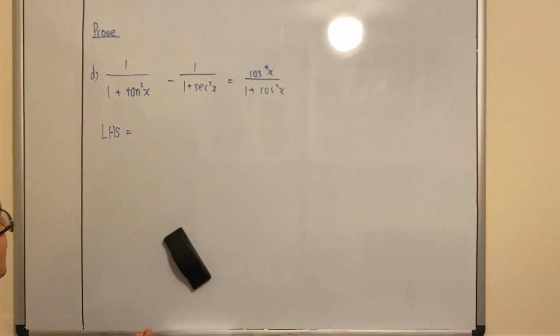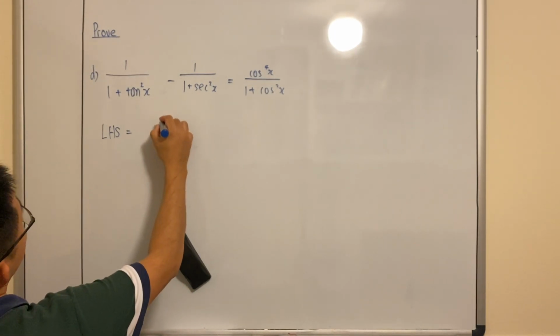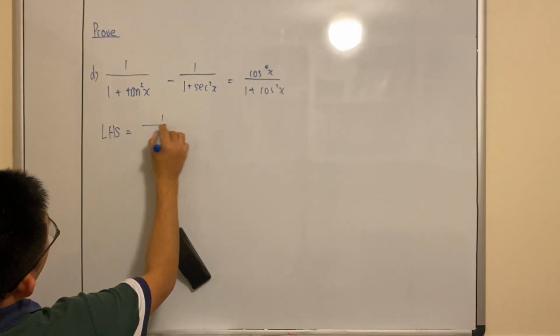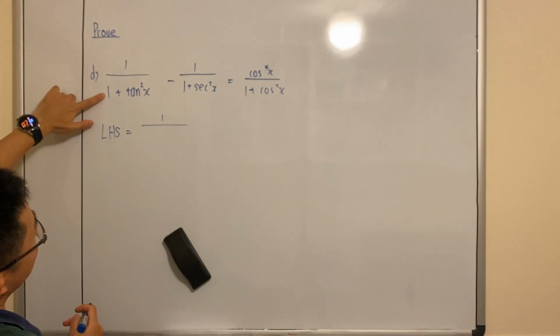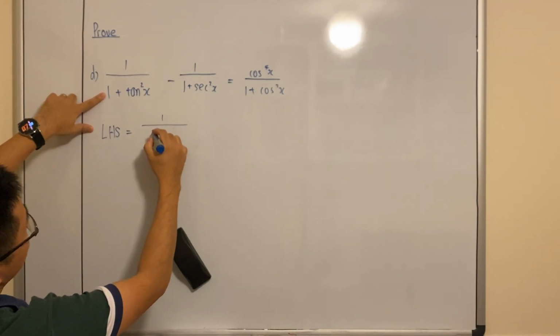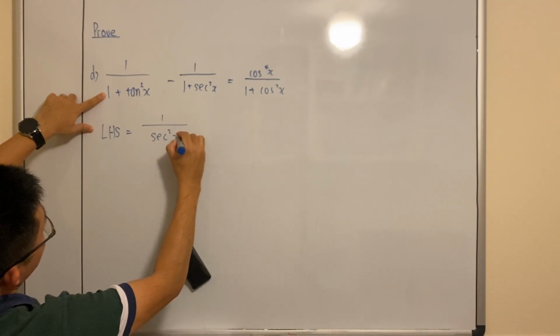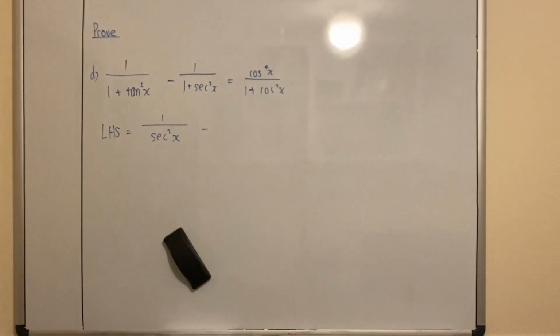But what I think is the easy way for this question, we're going to try, okay? Let's see if that works. Maybe it's not going to work, maybe it works. Let's see. Let's use the Pythagorean identity: 1 plus tangent square x is sec square x. Let's at least do this one.